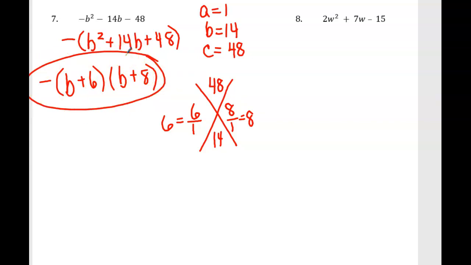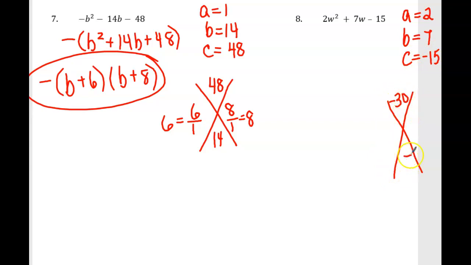Okay. Now number 8, we finally have an example that has an a that's not 1. Here it is 2, our b is 7, and our c is negative 15. When I make my x, a times c is now negative 30, and my b is 7. So 2 times negative 15 is negative 30. The two numbers that I can multiply to get negative 30 that add up to 7 would be a 10 and a negative 3.